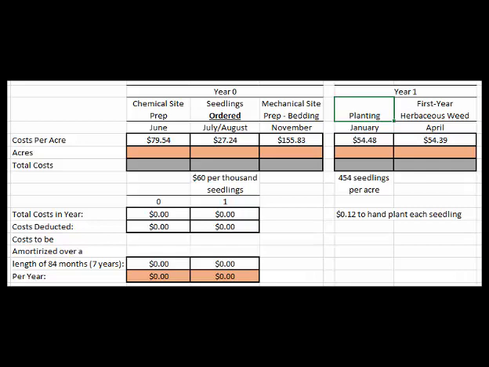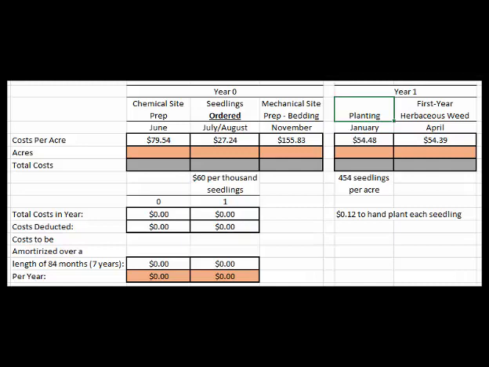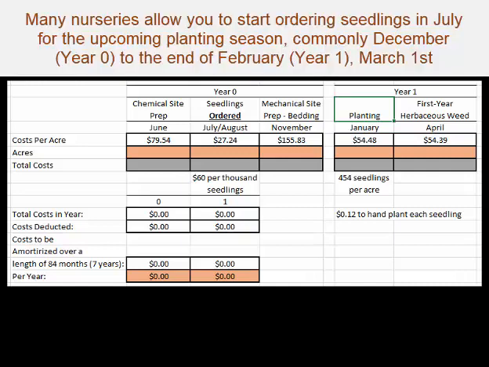For our chemical site preparation treatment to be conducted in June, we assumed a cost of $79.54 an acre. And we are assuming we're going to order our seedlings, say in July or August, or it could even be September. Once again, you want to order your seedlings as soon as you can to ensure that the nursery will be able to provide you the seedlings that you desire.